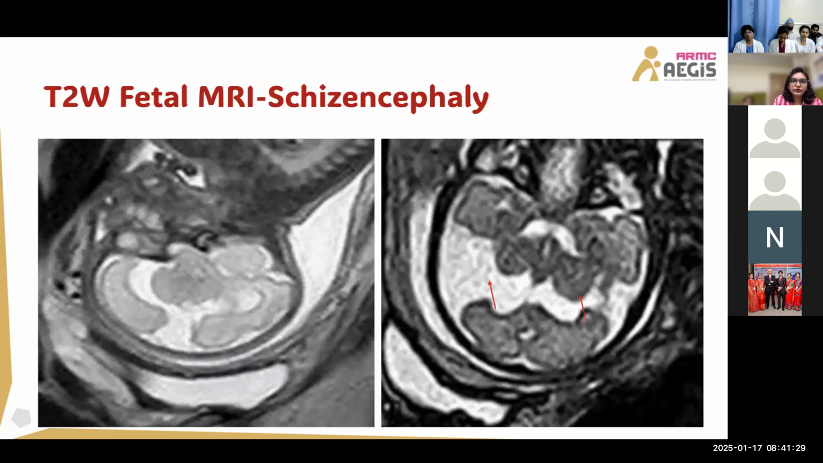And these are a few MRI images of schizencephaly cases, which clearly show a cleft that extends from the outer cortical surface to the inner ventricle, and it is associated with septal agenesis.